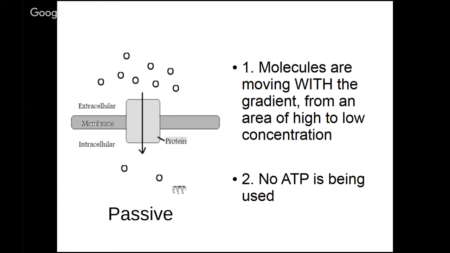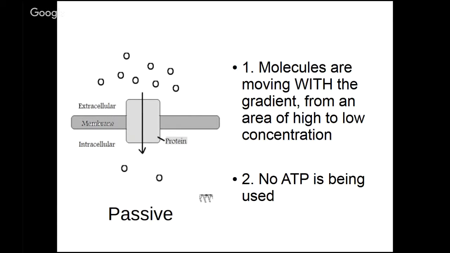Now, why might you think this is passive transport? There are two basic reasons. One reason is that the molecules are moving from an area of high concentration to an area of lower concentration. So these molecules are moving with the gradient, and that represents passive transport.